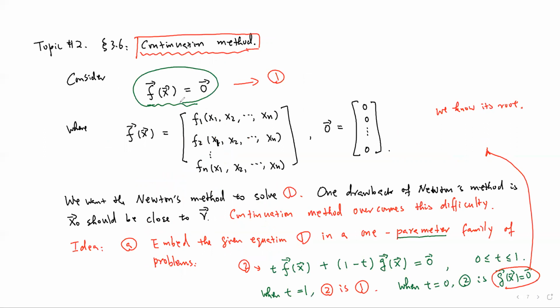This is the idea of the continuation method to overcome this difficulty. Newton's method requires the starting point to be close to the root, otherwise there is no guarantee Newton's method will converge. Now, this method overcomes the difficulty. You can start with an arbitrary point and still make Newton's method work. For some other details about this method, I present them in the next class.